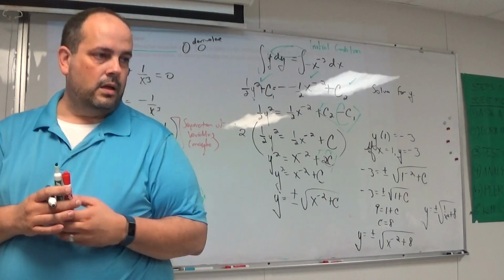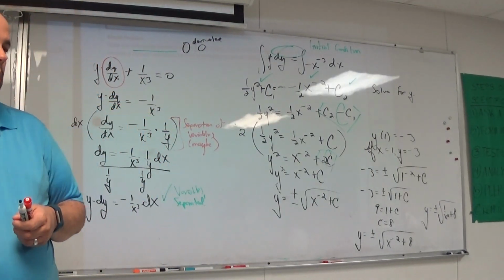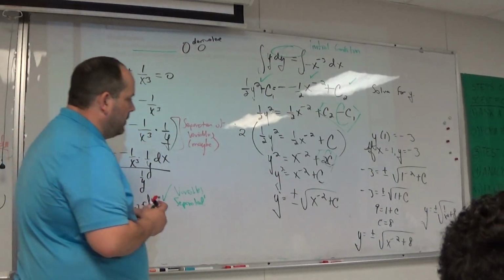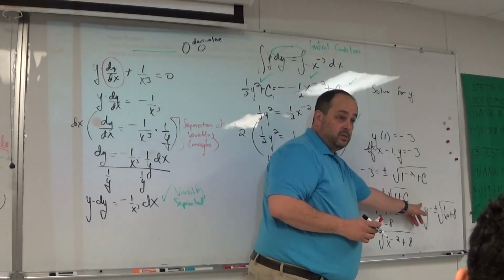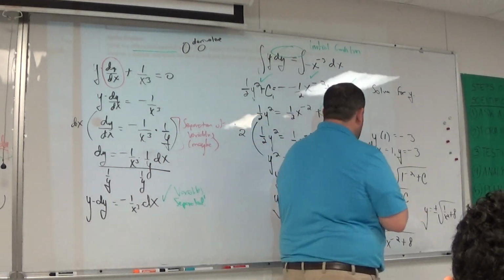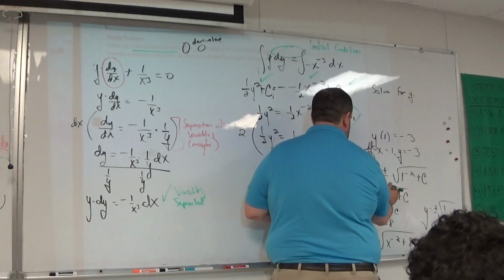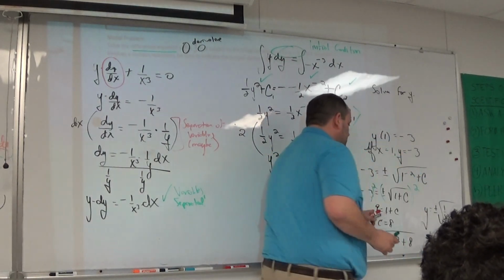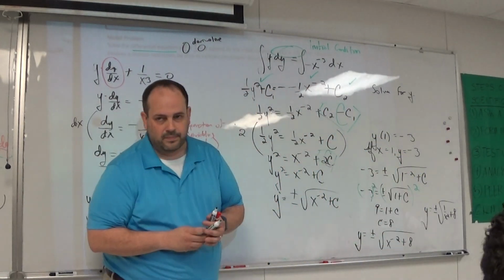So right there you had a square root of 1 plus c. We squared both sides to get rid of the square root. We squared this side and squared that side, and that's where we get 9 equals 1 plus c.